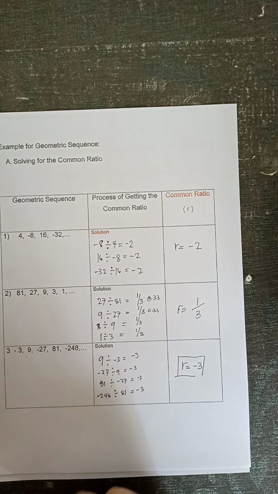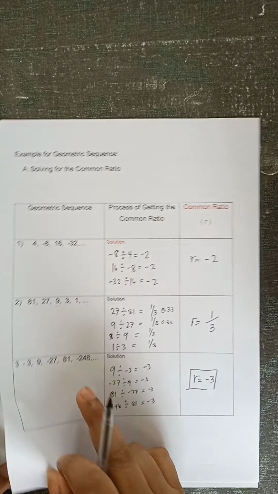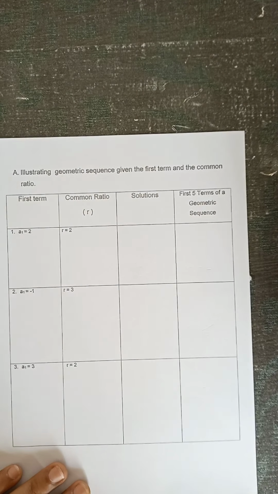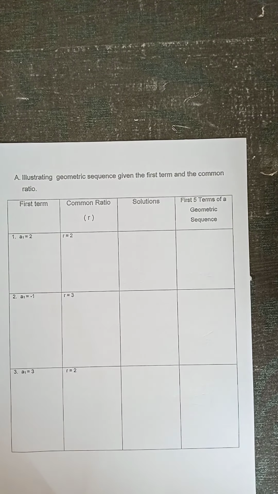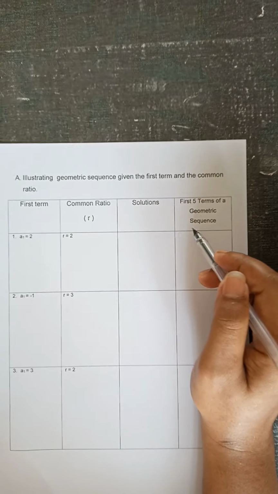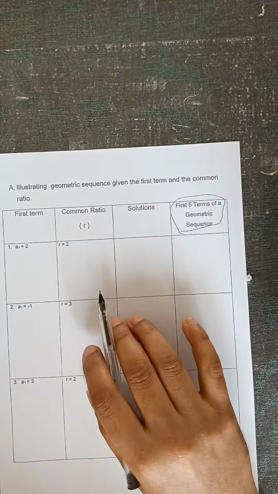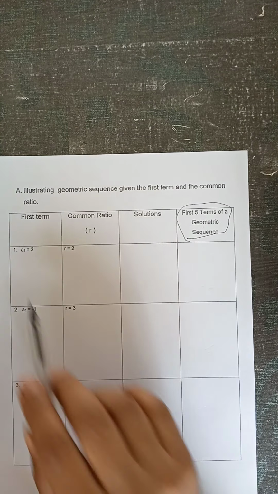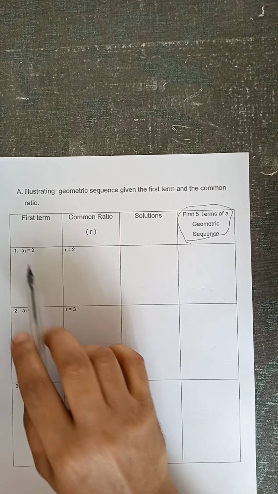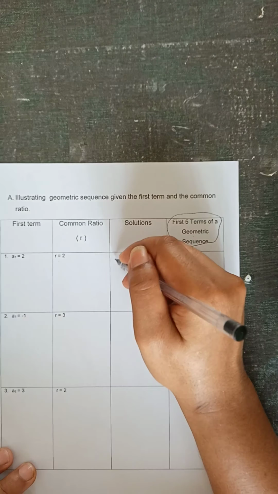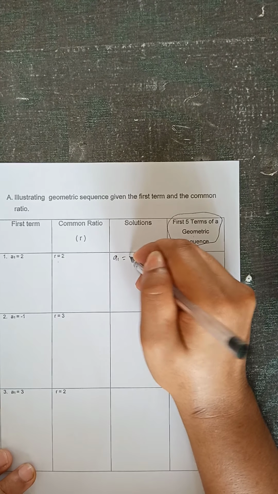Okay, let's have next example for our module number 4. So illustrate geometric sequence given the first term and the common ratio. Now this time we're going to get the first 5 terms. Ang first 5 terms atong geometric sequence, which are only given are the first term and the common ratio. So the first term is equal to 2.